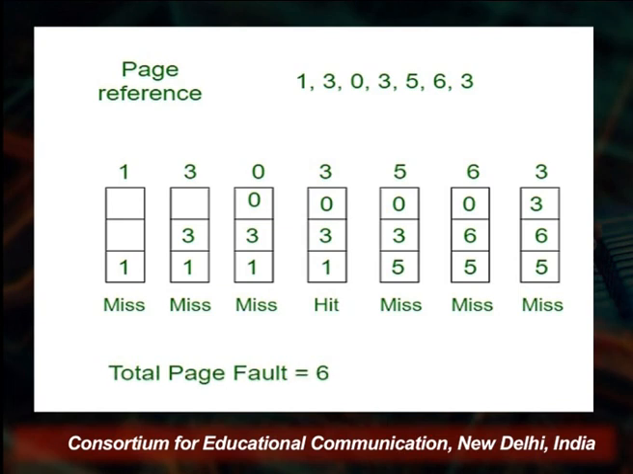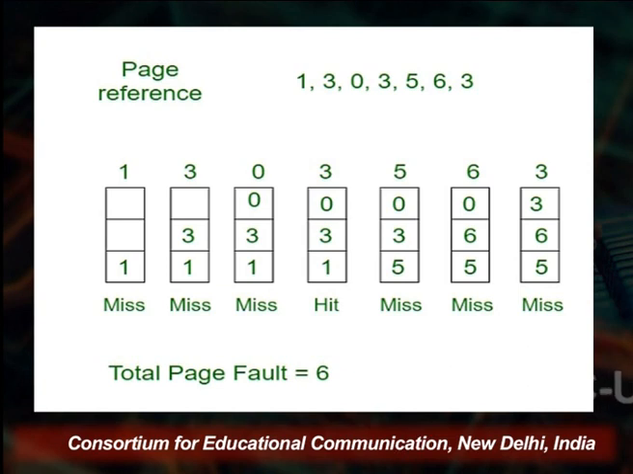Now what is happening? 5 is there, 3 is there, and 0 is there, but 6 is not there. So again it's going to result in a miss, and then we will be taking out 3 because now that is at the front of the queue. We will be taking out 3, and we will be replacing it with 6.